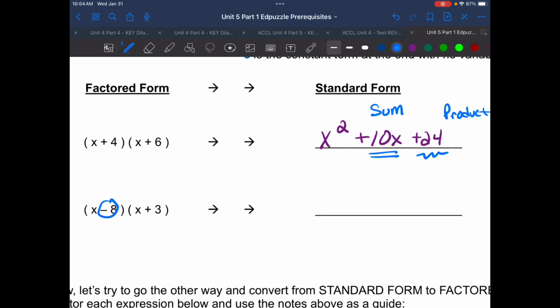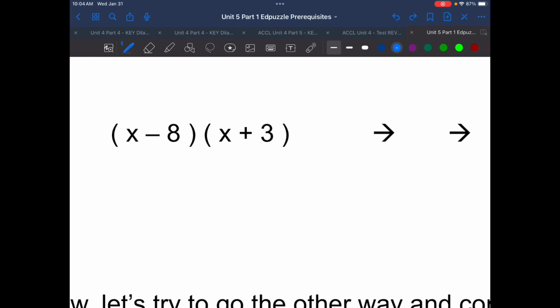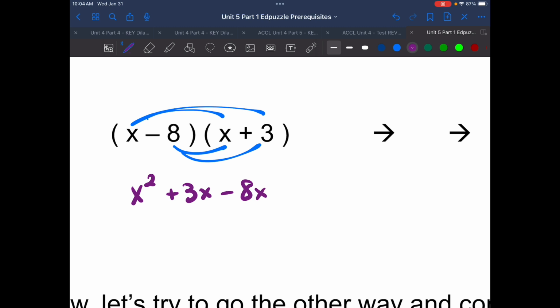What is negative 8 plus 3? Well, that's going to give me negative 5. What's negative 8 times 3? That's negative 24, but let's see what happens. Ready? So I'm going to once again distribute and do all 4 multiplications. So that's x squared plus 3x minus 8x minus 24. Be careful of your signs.